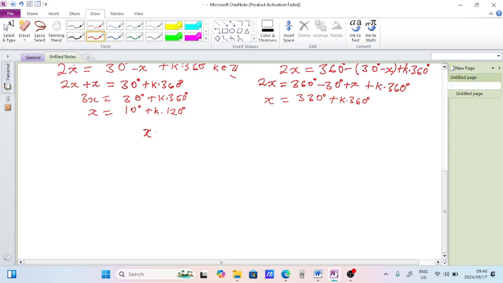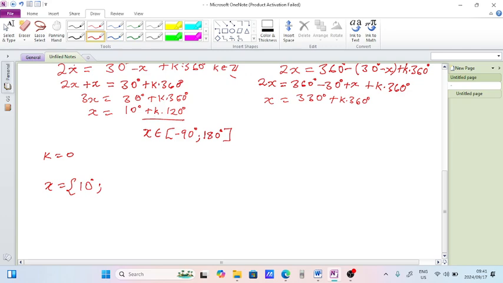So we said where x is an element of negative 90 degrees to 180 degrees. Now let's put k equals 0 for this side. What do we get? If k is 0 here, you get 10 degrees. You will get the interval minus 90 to 180. Then there will be 10 degrees again.